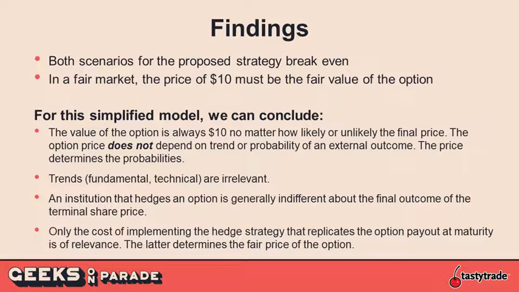Trends, either fundamental or technical, are irrelevant. They do not matter because we don't care where the stock is going, where the asset is going. We're hedged, right? So an institution that hedges the option is generally indifferent about any of these outcomes. And only the cost of implementing such a strategy, the cost of setting up this delta neutral position, is of relevance. So in reality, an institution will probably mark up the price, not $10, maybe $10.50, because that covers their cost and a little bit of extra.